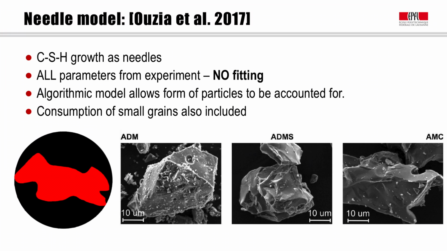And for this, we're now working on a new model, which is called the needle model, which has been worked on by Alexandra Uzier in our lab at the minute. This hypothesis is we have CSH growth as needles. What's very, very important is that all the parameters can now come from the experiment. There's no fitting in what I'm going to show you here. And because it's an algorithmic model rather than a computer model, a model that works in terms of having a real microstructure, we can also calculate much more complex forms for the grains and take account of the consumption of the small grains.